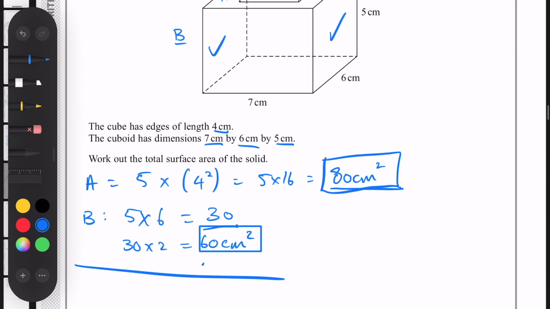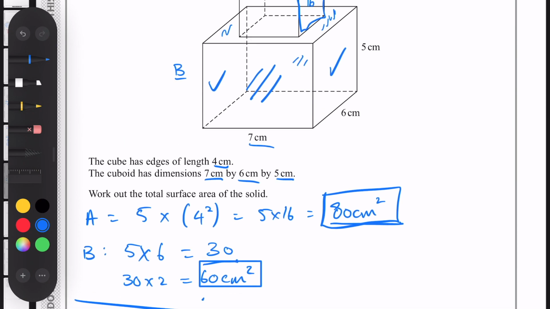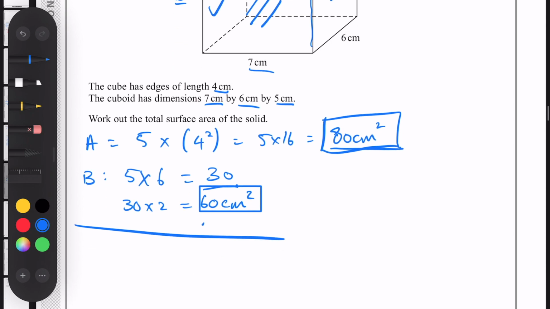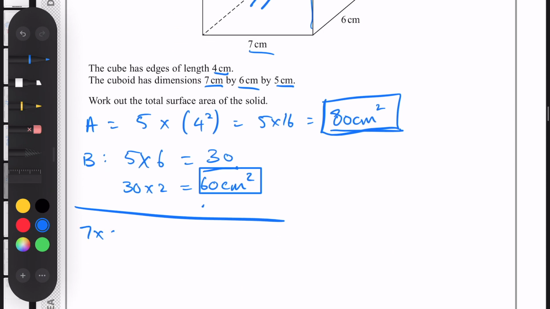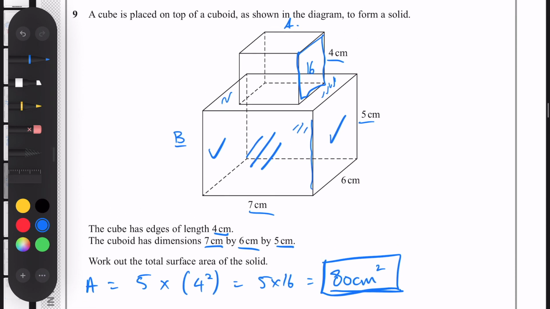Then it needs the front and back, which is this bit and that bit there. So that's going to be 7 times, how tall is it? 5? 7 times 5 for 35, and then we do 35 times 2, which would give you 70 centimetres squared. So that's the front and back. And then it's just the top that we've got to work out, and the base.